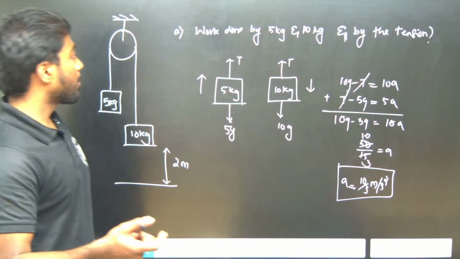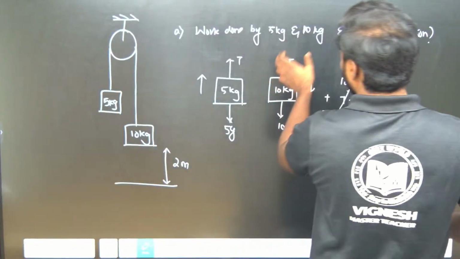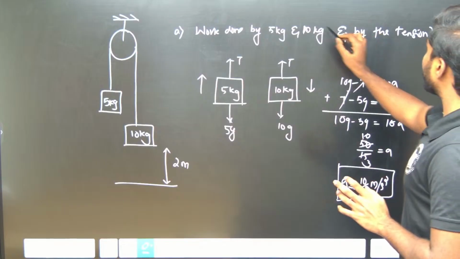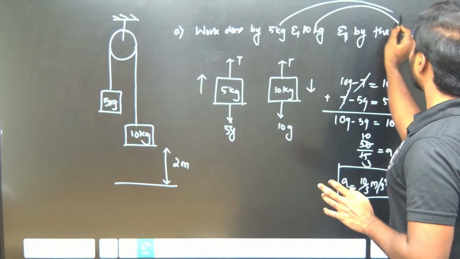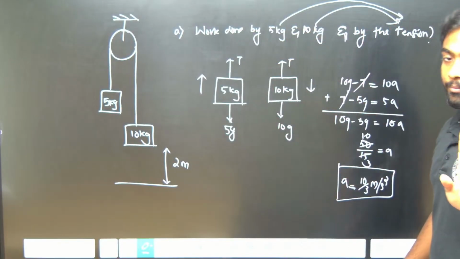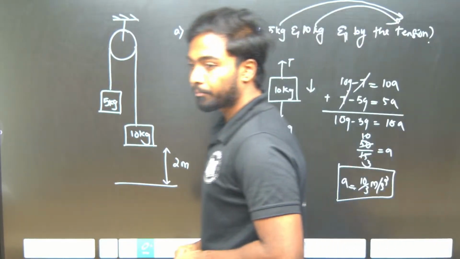Now I need to find what is the work done by 5 kg and work done by 10 kg block. Okay, and by the tension they are asking. By the tension in the sense 10 kg block tension and 5 kg block tension. Both I need to get it. So 1, 2, 3, 4 questions. 4 questions I need to get, right?